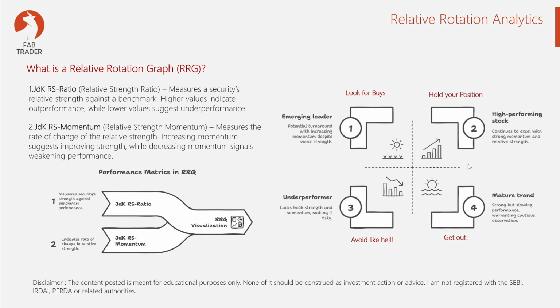This second quadrant is where the momentum is high and the strength has also picked up. So your stock is automatically a high performing stock. At this point in time, you don't look to sell it. You're basically holding your position.